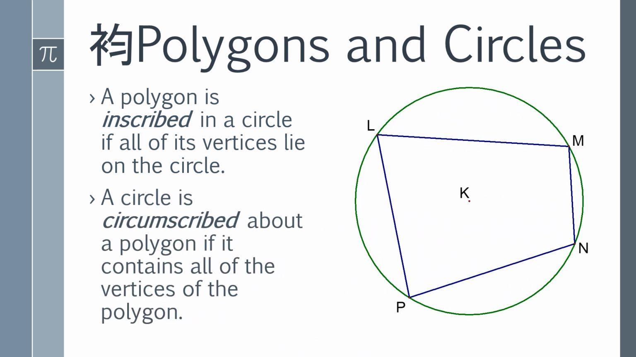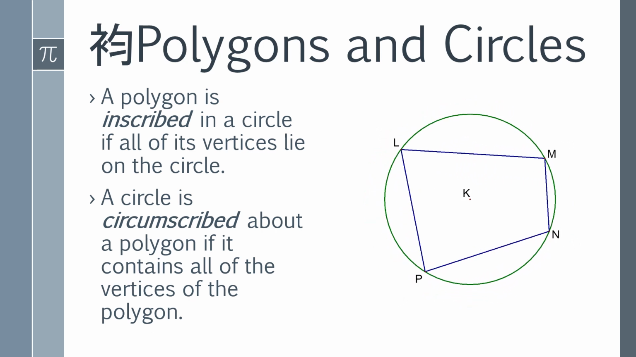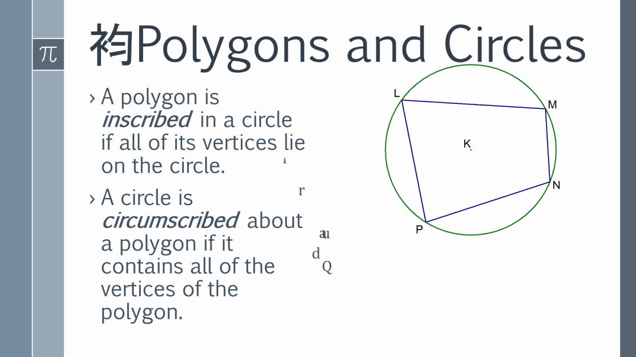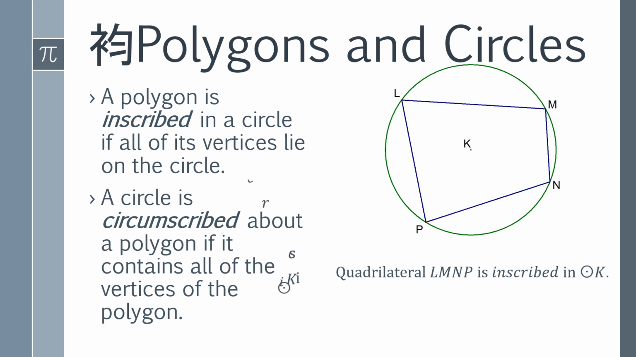Okay, a polygon is inscribed in a circle if all of the vertices of the polygon lie on the circle. We would say the circle is circumscribed about a polygon if it contains all the vertices of the polygon. So we can take a look at this diagram, and we have quadrilateral LMNP, and it is inscribed in circle K. To look at this from the other side, circle K is circumscribed about quadrilateral LMNP.